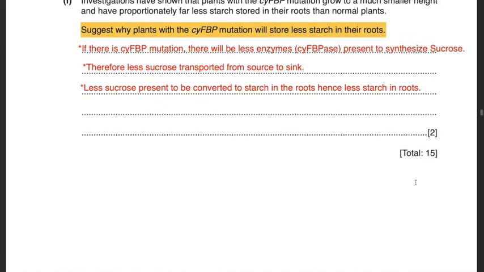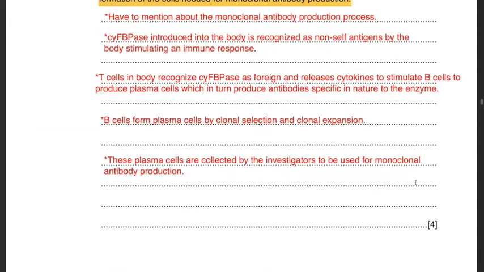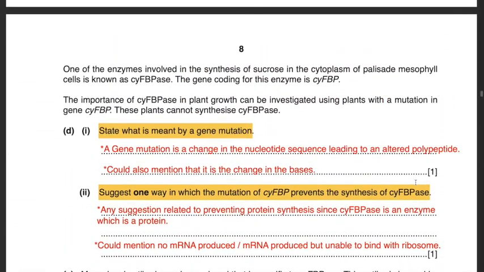Part F. Investigations have shown that plants with the Cy/FBP mutation grow to a much smaller height and have proportionately far less starch stored in their roots than normal plants. Suggest why plants with the Cy/FBP mutation will store less starch in their roots. If there is a Cy/FBP mutation, there will be less enzyme, which is the Cy/FBPase, present to synthesize sucrose. As earlier in the question, if you recall, they have mentioned its involvement in producing sucrose.